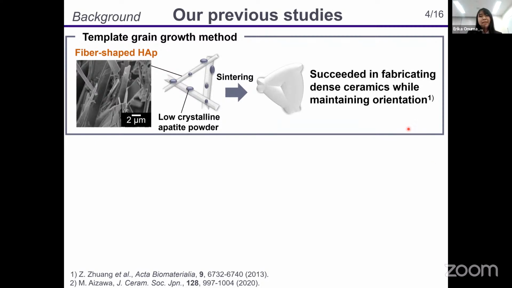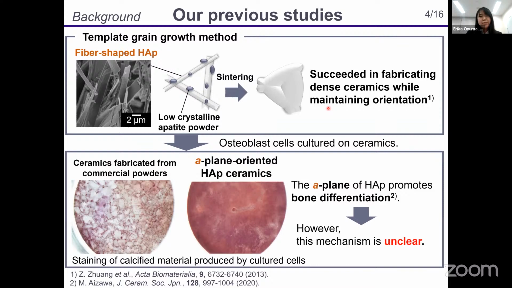However, in anticipation of application of artificial bone materials, bulk ceramics are considered more useful than powders. In our group, as a ceramics orientation control method, we had developed HAP with a preferred orientation to A plane using fiber-shaped HAP particles via template grain growth method. Resulting ceramics promoted bone differentiation of osteoblast cells. However, its mechanism is still unclear.